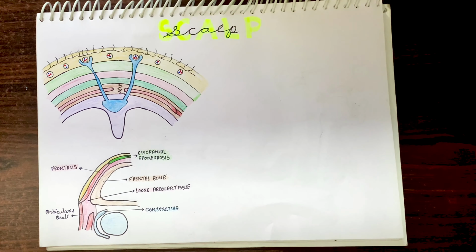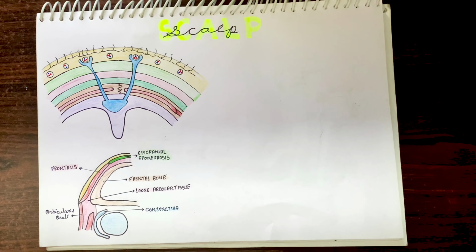Extent meaning we will be looking at its boundaries, anteriorly, posteriorly and on each side. Anteriorly, the scalp starts from the supraorbital margins, going upwards and backwards till posteriorly where it ends at the external occipital protuberance and also the superior nuchal lines. On each side, the scalp extends from the superior temporal lines on one side to the superior temporal lines on the other side. And with this, we complete the extent of the scalp.